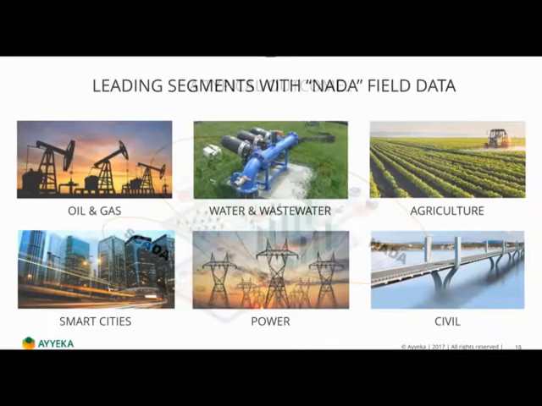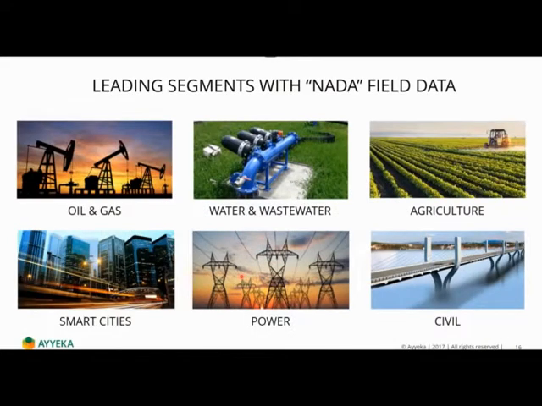If we look at the segments that are leading the nada field data phenomena, we have basically almost every industry, but I'd like to point out some of them. Oil and gas, water and wastewater, agriculture, power, smart cities, civil engineering. The common thing for all these industries is that they have dispersed assets and linear infrastructure that stretches for thousands of miles. Imagine how many miles of road you have in the United States. It's a lot. And if you have to monitor even 1% of them, then that's a huge operation. Same for power, same for water, same for sewer, oil and gas, and so on. These are huge infrastructures, and if you need to cover them, then that's a big project.